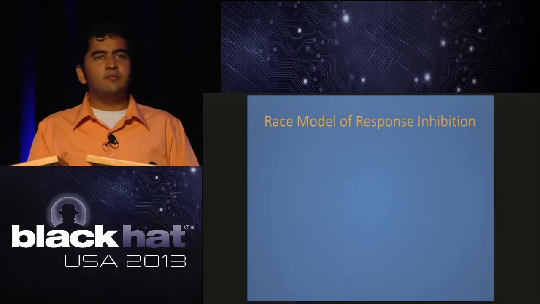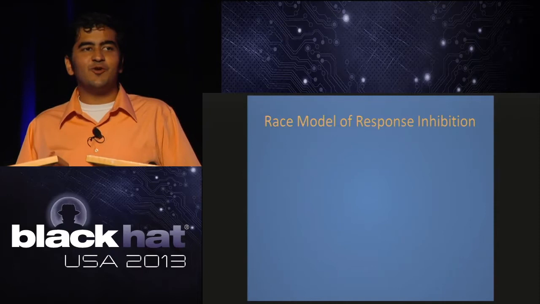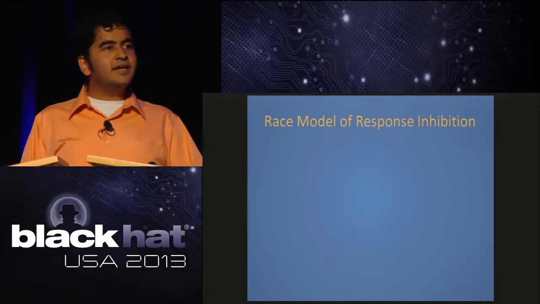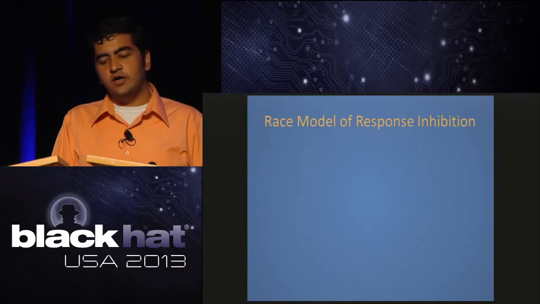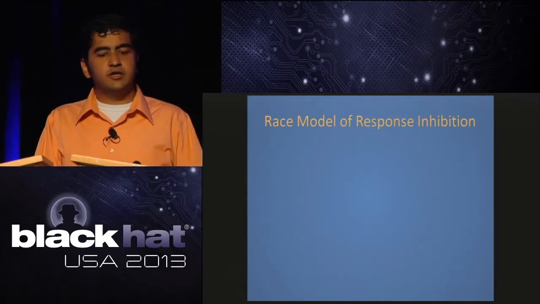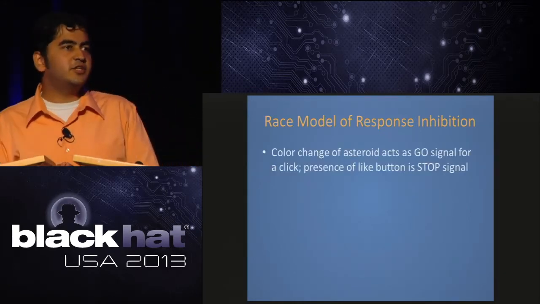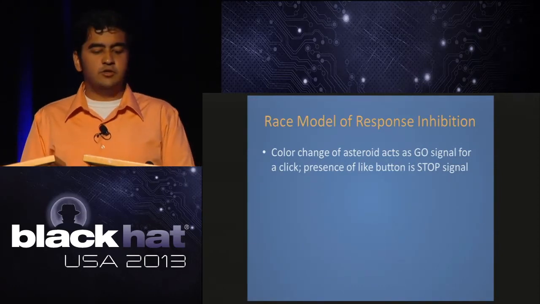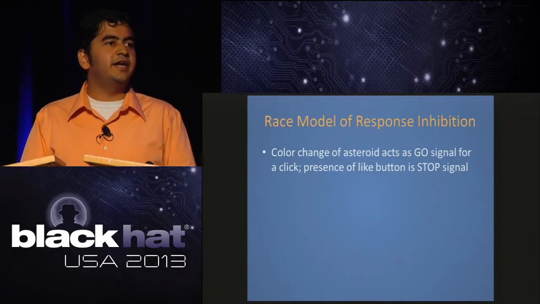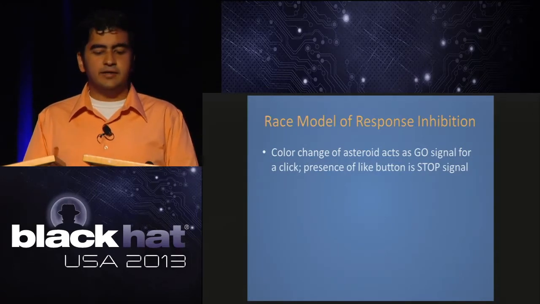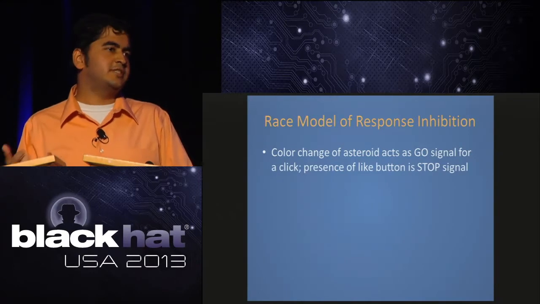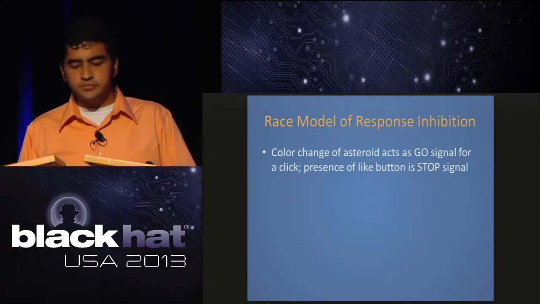Now, one problem here is that there is a like button. The user might see the like button and try to cancel his action. To understand what is happening here, we use this model of response inhibition called the race model. The idea is that the color of the asteroid changing to red is a go signal for the user to click, right? As soon as the user has been trained, as soon as the asteroid turns red, click. But the presence of the like button is a stop signal. As soon as the user sees the like button, the user is surprised and wants to cancel the click.